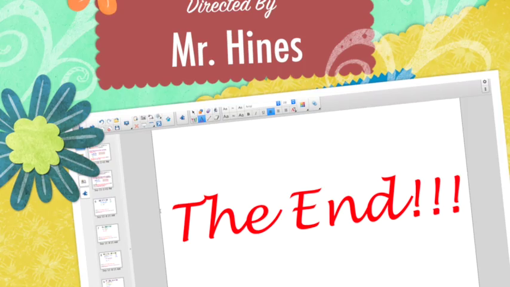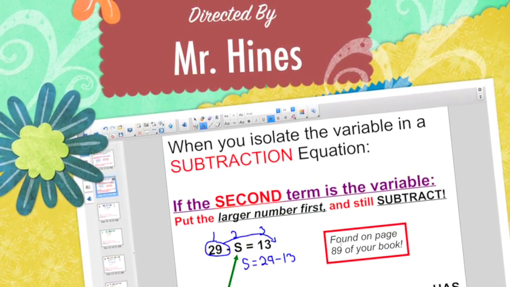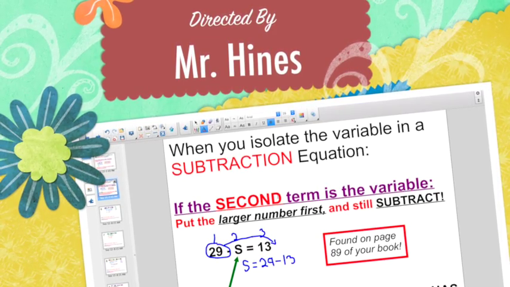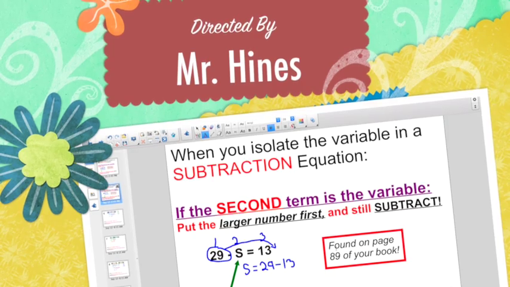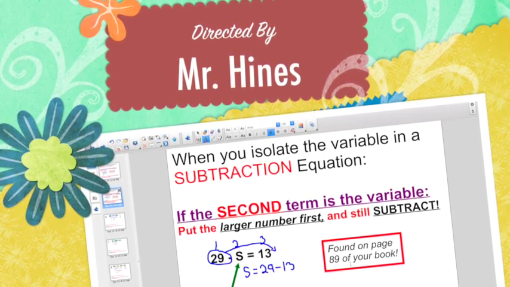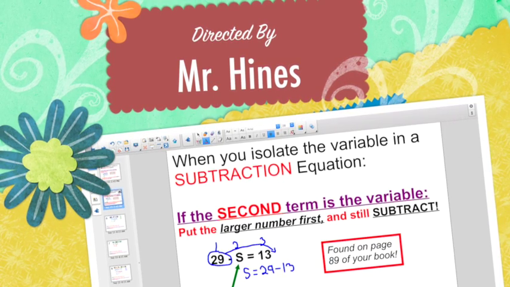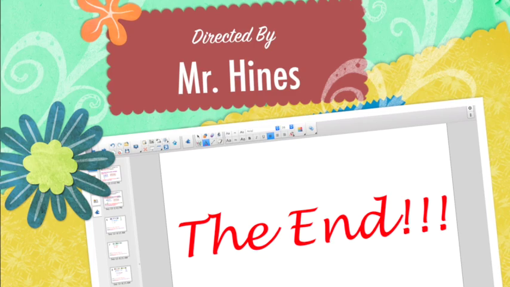You are definitely going to want a scratch piece of paper and a pencil for the Socrative quiz. Remember, if you can't remember if the first term is the variable or the second term is the variable, you can also have your book out and it explains it on page 89 of your book. Go slow, go careful, and good luck.